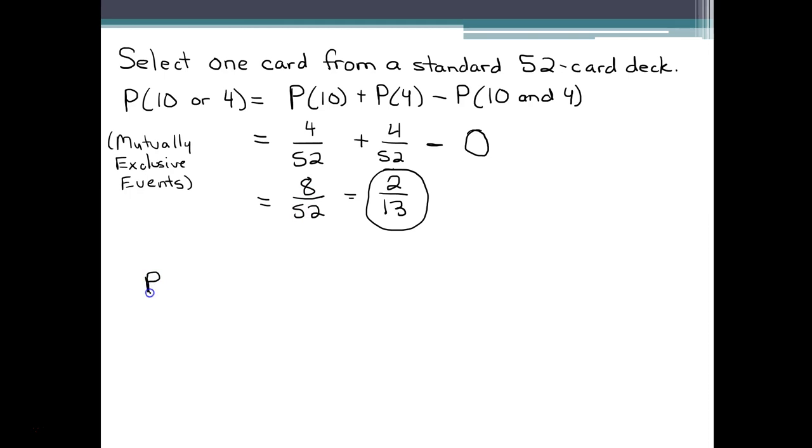Okay, starting with the fresh deck, draw one card. What's the probability of getting a jack or a spade? Okay, so in that case, probability of jack plus probability of spade minus probability of jack and spade.